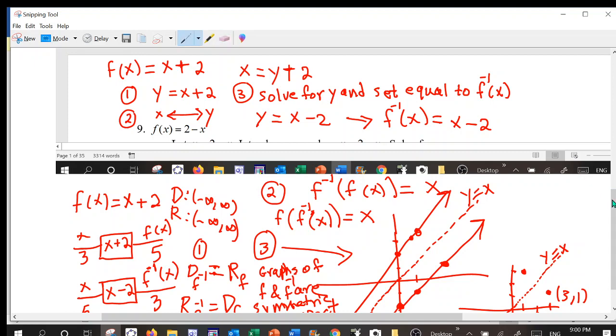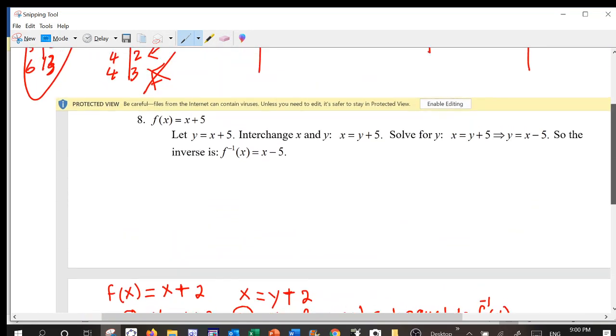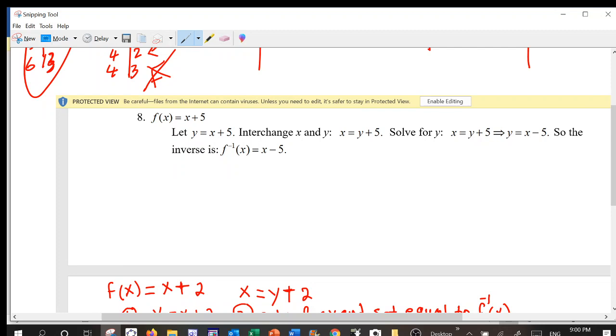All right, now let's talk about number 8. So how do we find the inverse? Well, first we let f of x be y, right? And switch x and y. And then solve for y. So f inverse is x minus y. That's it. All right, let's do another one.